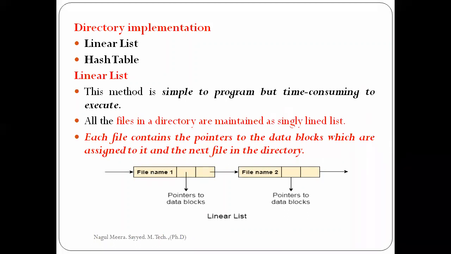So if we know the file name, then only we can remove it. For example, that file may be at the start, it may be at the end, or it may be in between these two. So that particular file name is picked and then that is deleted. Now when it is deleted, the free space is allotted.